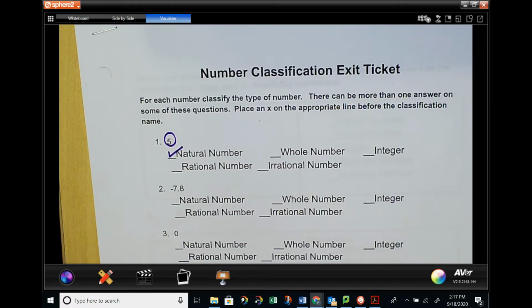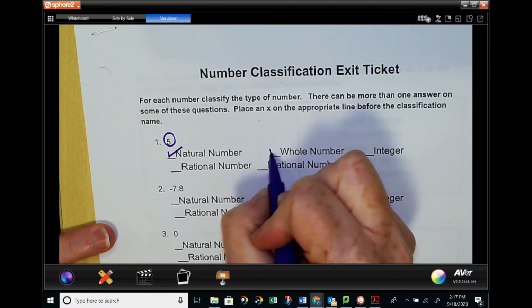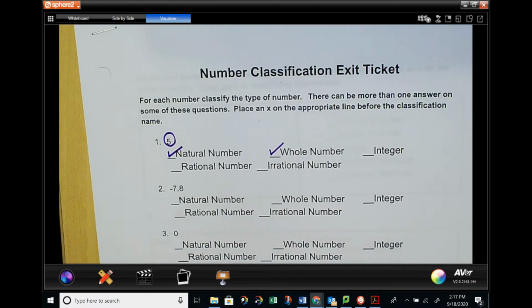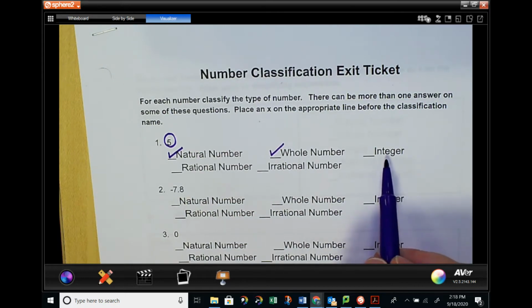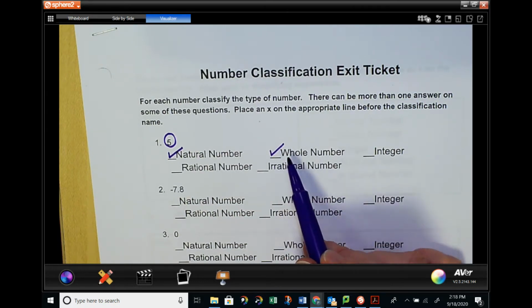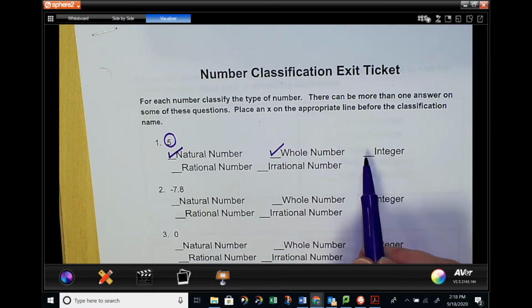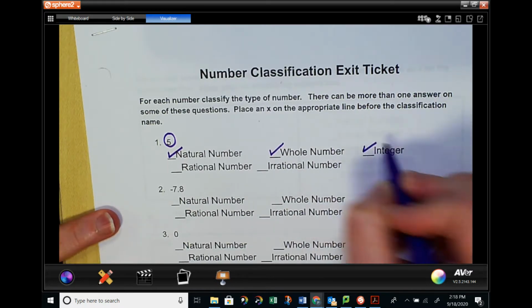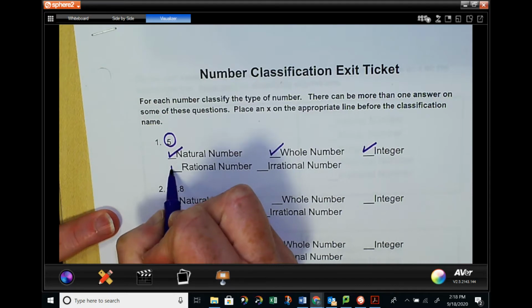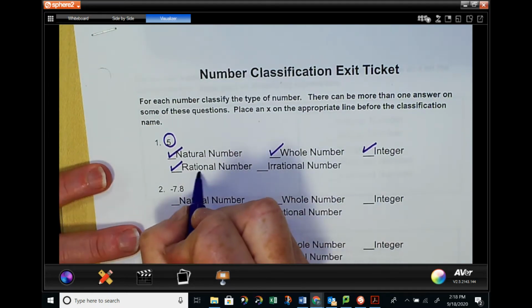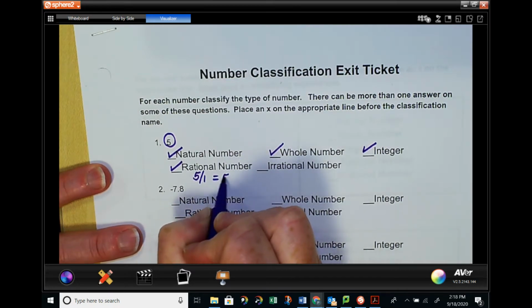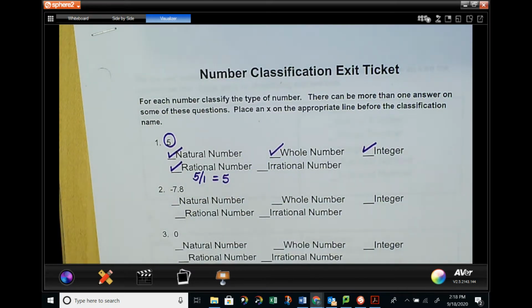Then whole numbers are 1, 2, 3, 4, 5, and the number 0. So 5 was included in that. Integers are whole numbers and natural numbers, which are all positive, but they can also be negative. So that's an integer. And then a rational is just any number that can be represented as a fraction. So 5 divided by 1 is the same as 5, so that's a rational number.